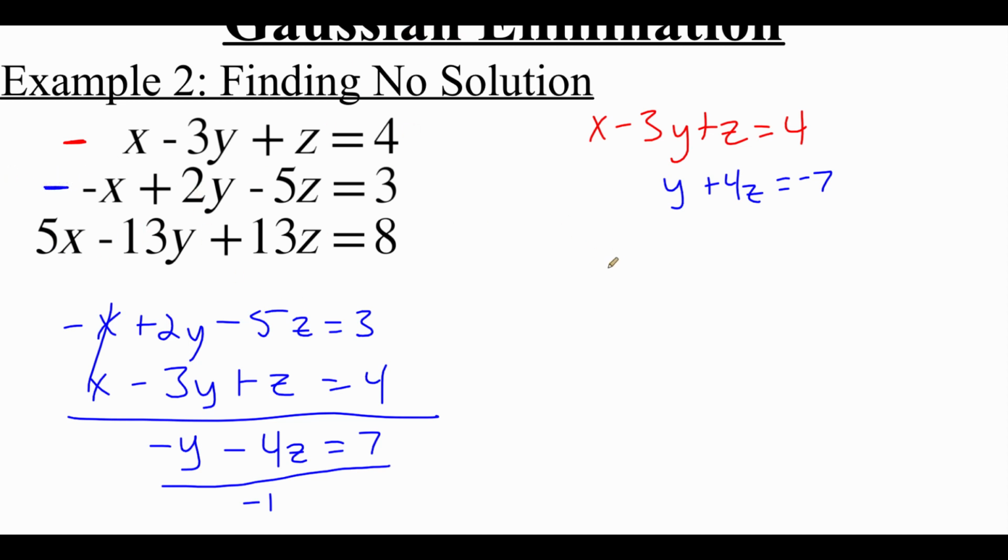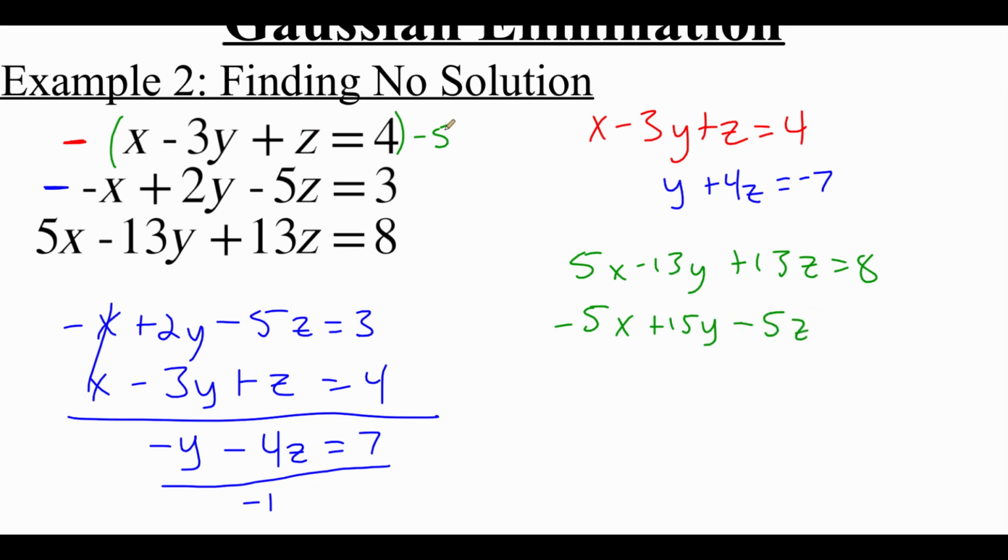So now we're down to our last equation here. The 5x minus 13y plus 13z equals 8. And the first thing we want to get rid of are those 5x's. So in order to get rid of 5x's, we need negative 5x's. So I'm going to take this top equation and I'm going to multiply by negative 5. So negative 5 times x gives me that negative 5x that I wanted. Negative 5 times negative 3y gives me positive 15y. Negative 5 times z gives me negative 5z. And negative 5 times 4 gives me negative 20.